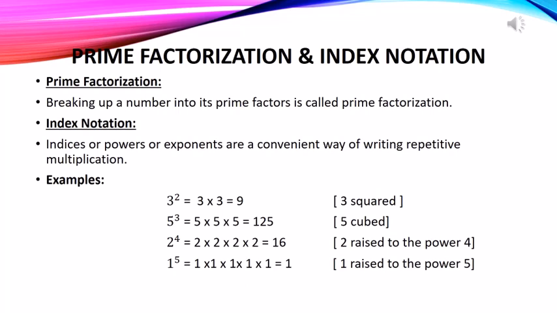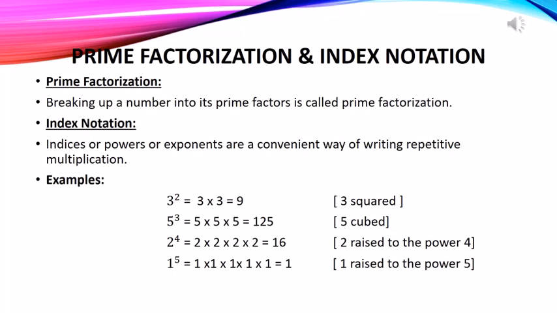Look at these examples. Here we will write prime factors of numbers in index notation. The prime factors of 9 are 3 multiplied by 3, which is equal to 3 square. Here 3 is the base and 2 is called the index, power or exponent. Look at the second example. In index notation, the prime factors of 125 can be written as 5 raised to the power 3, which is equal to 5 multiplied by 5 multiplied by 5.